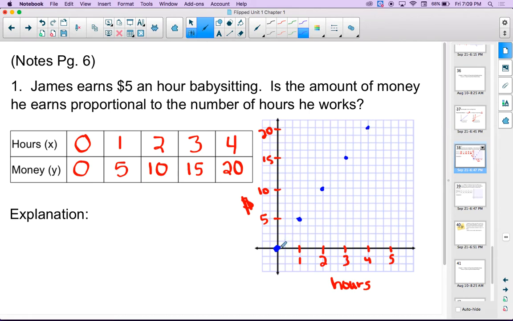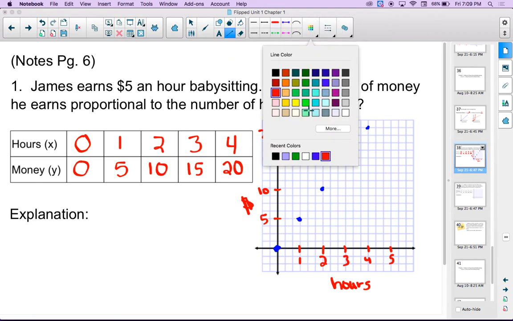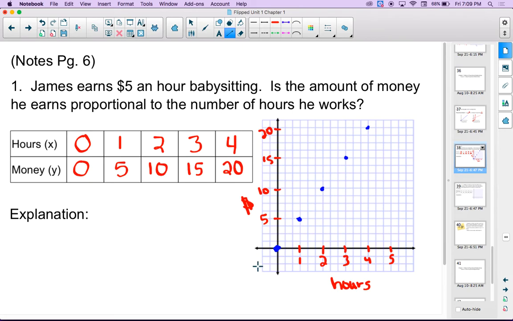What do you notice about our points? First of all, I'm noticing that they are linear. They form a straight line. Here it is. The second thing I notice is that our line passes through the origin. There we go. So we can say that this is in fact a proportional relationship. So make sure you draw your line there. Make sure we see that it passes through the origin.